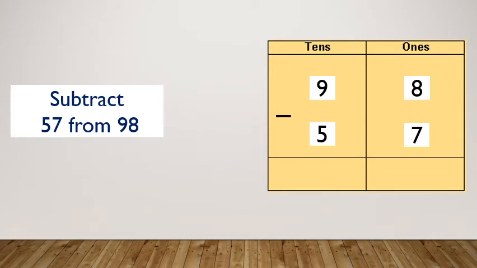Now subtract the ones column. 8 ones minus 7 ones is equal to 1 ones. Now subtract the tens column. 9 tens minus 5 tens is equal to 4 tens. So the answer will be 41.